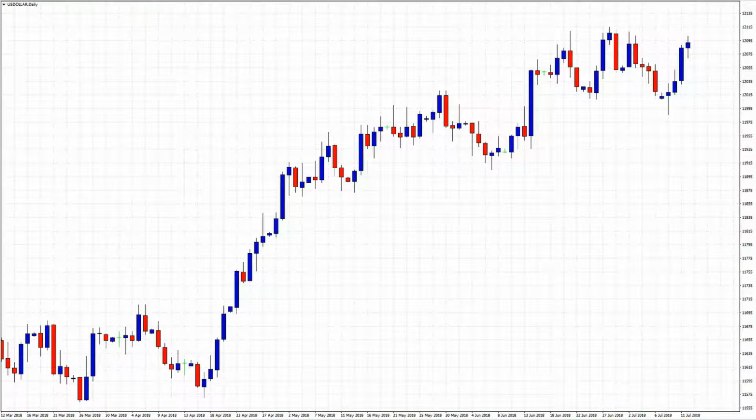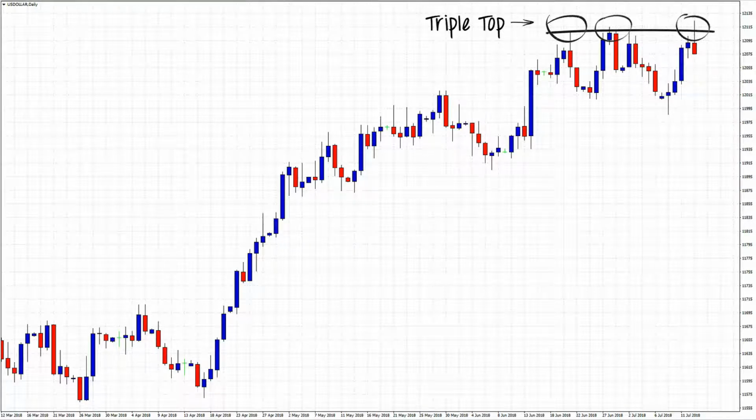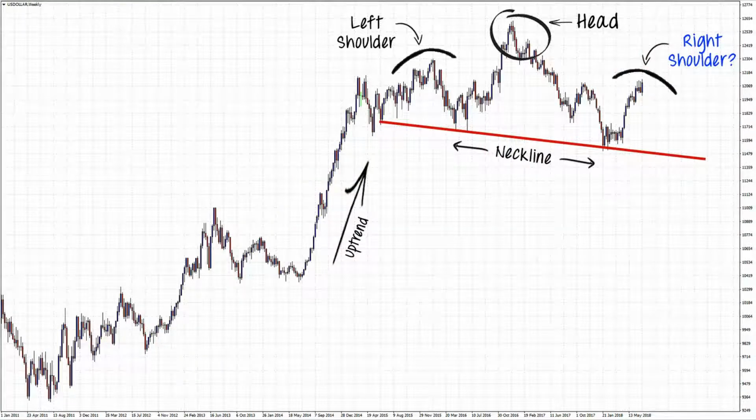Markets on Friday were focused on whether this key resistance area here would break. With the morning session underway, this area looked like it had broken. However, by the end of the US trading session, sellers had taken control and pushed the index back lower, leaving us with this triple top formation, which gives added weight to a potential right shoulder forming.